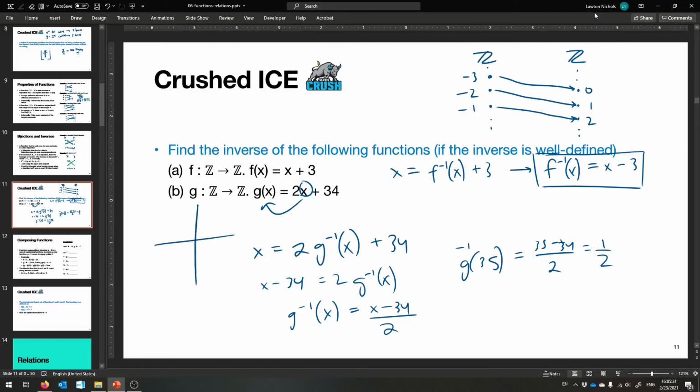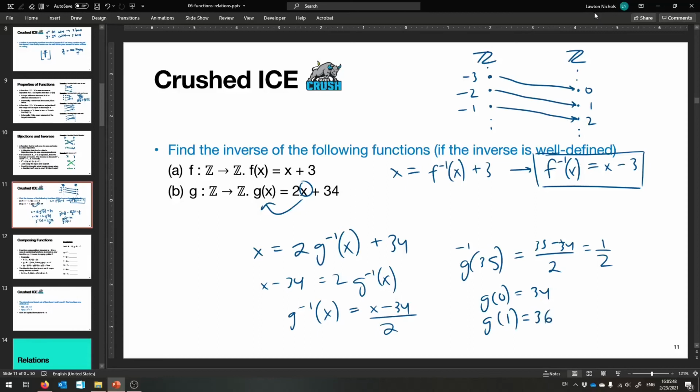So our intuition with this graph was completely wrong, and we can spell this out. Let's do, gosh, I don't know, g of 0, that equals 34, and then g of 1, what's that?